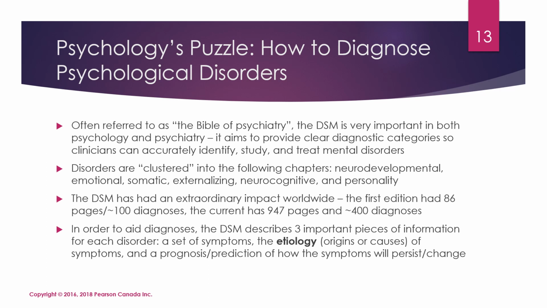The DSM has had an extraordinary impact worldwide. The first edition, as I mentioned a little bit earlier, had 86 pages and 106 diagnoses. The current edition has 947 pages and just under, I think, 400 diagnoses. In order to aid diagnosis, the DSM describes 3 important pieces of information for each disorder. It describes a set of symptoms, the etiology, which means the origin or causes of those symptoms, and a prognosis, or a prediction of how the symptoms will persist and change over time.